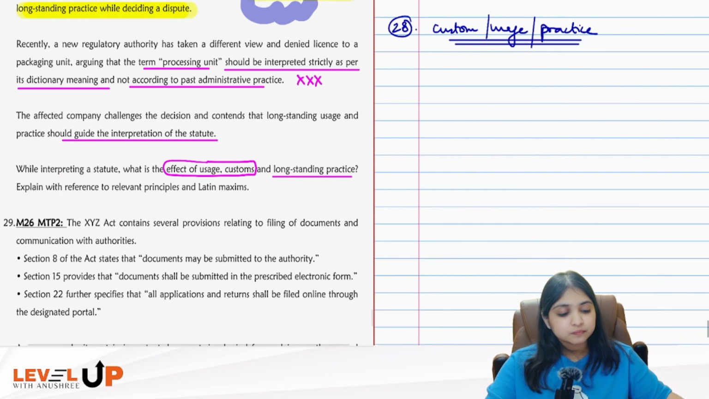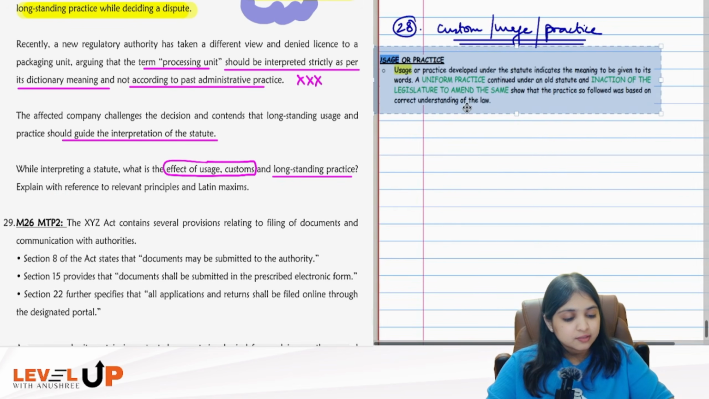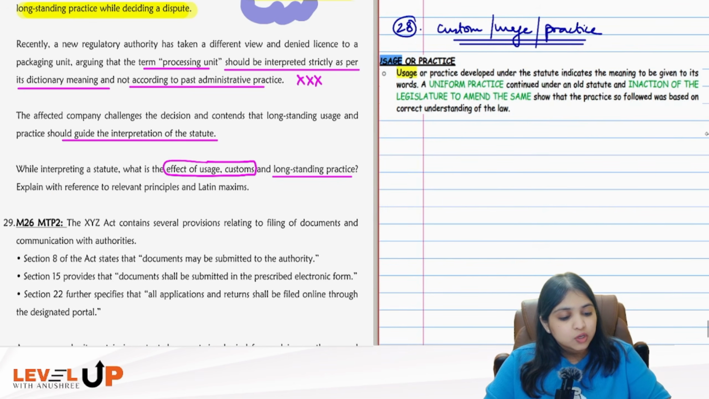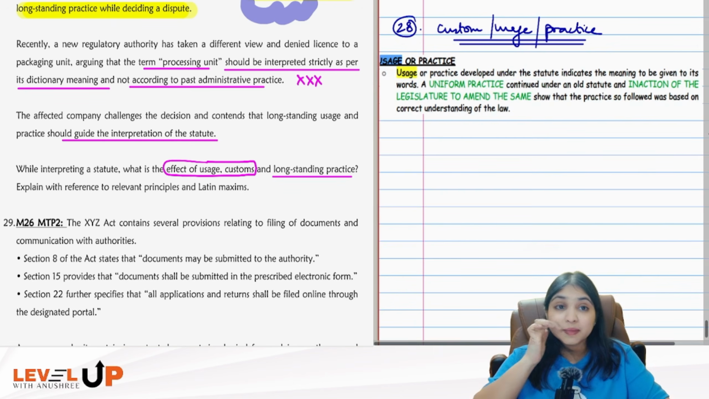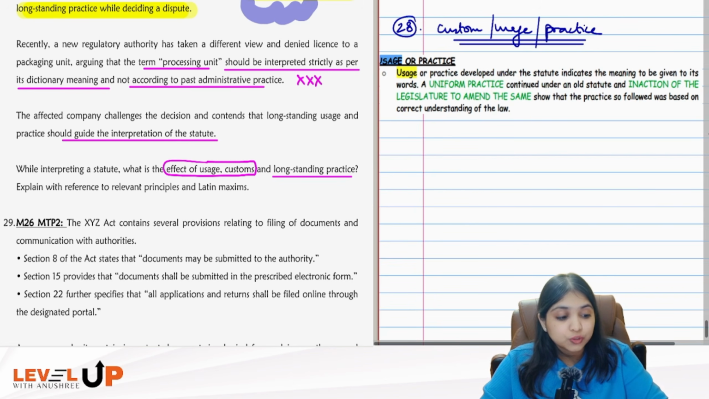See, listen to me. Look at this. Read this with me. It says, usage or practice developed under the statute indicates the meaning to be given to words. A uniform practice continued under an old statute and inaction of the legislature to amend the same shows that the practice so followed was based on the correct understanding of the law. This is exactly what has happened, guys. Uniform practice. Since 30 years, the same interpretation we have been giving uniformly.